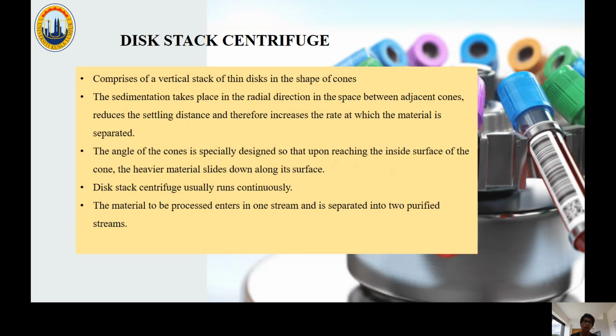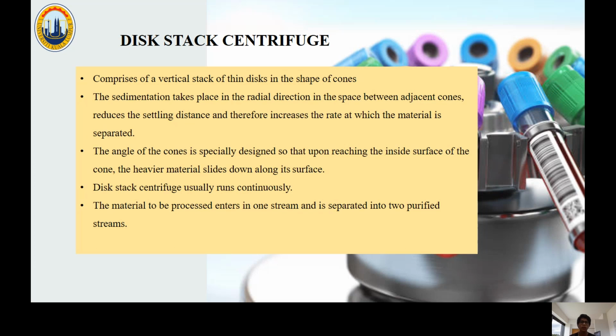The next example of production centrifuge is the disc stack centrifuge. A disc stack centrifuge consists of a vertical stack of thin discs in the shape of a cone. The sedimentation takes place in the radial direction in the space between adjacent cones. That will reduce the settling distance and therefore increase the rate at which the material is separated.